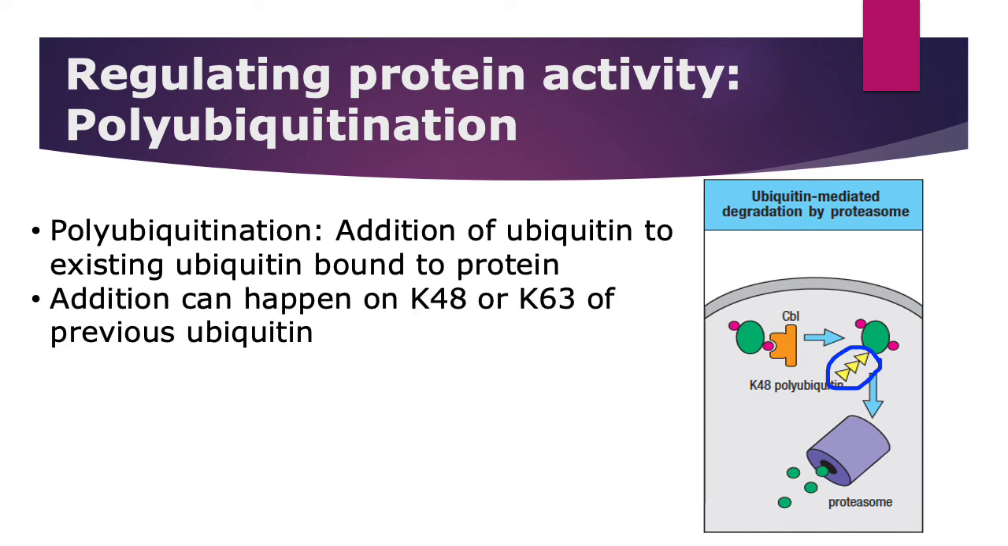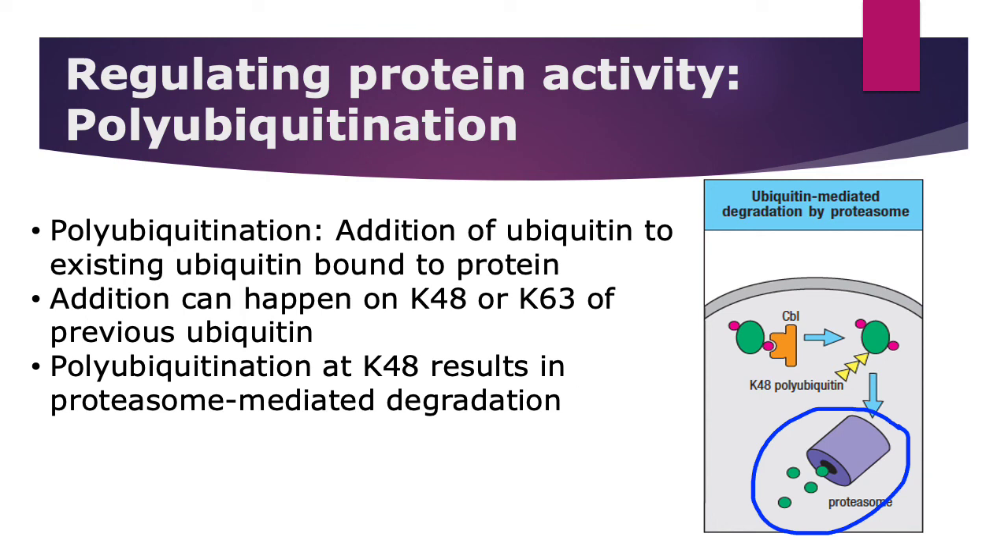This addition of additional ubiquitin molecules can happen on the lysine 48 residue or the lysine 63 residue of the previous ubiquitin. When ubiquitins are added at lysine 48, then that protein that has undergone polyubiquitination is tagged for degradation by the proteasome. In the proteasome, it will be degraded into shorter peptides, and thus the protein is then degraded by the cell.